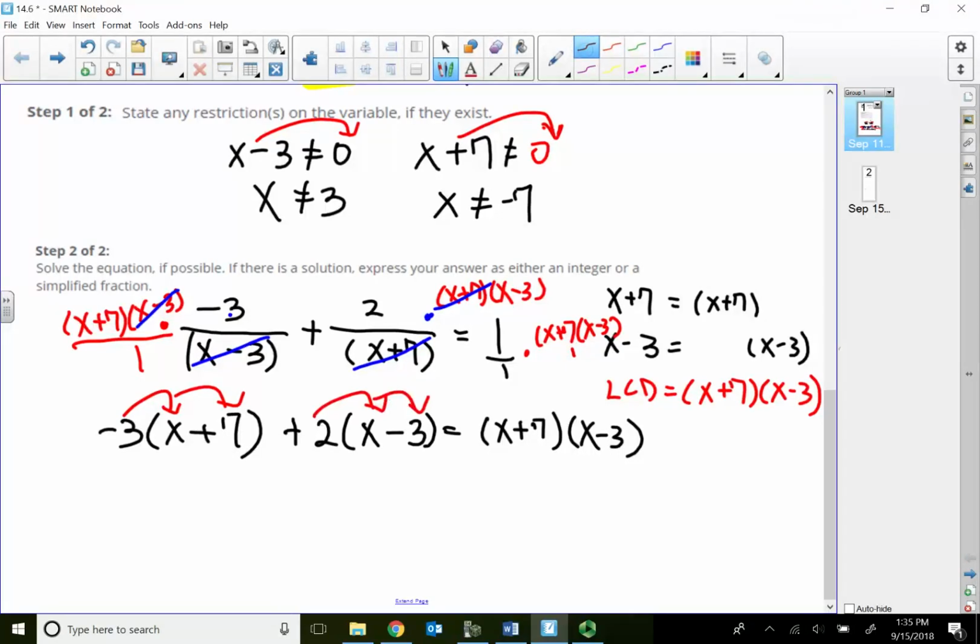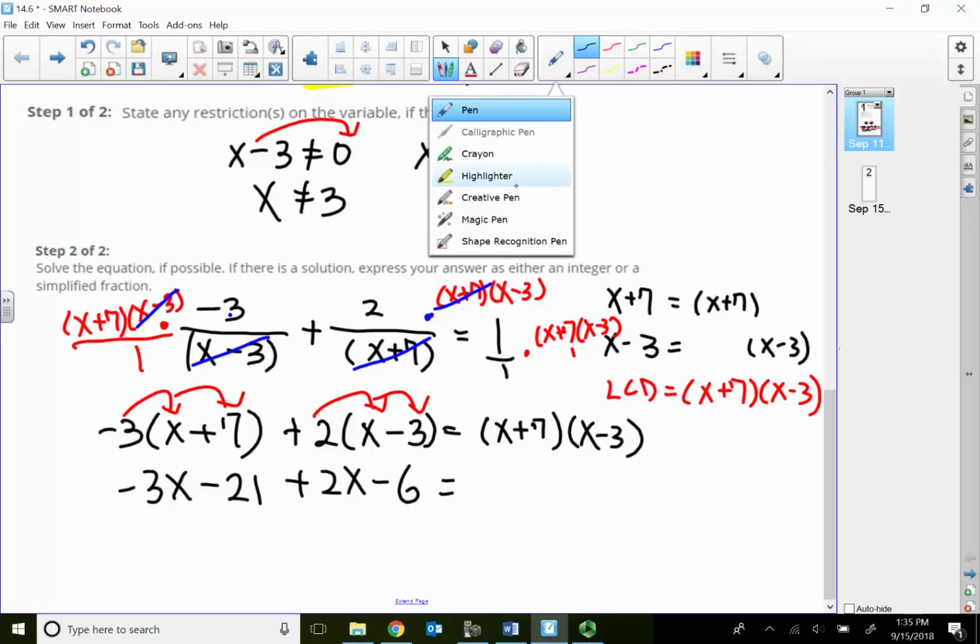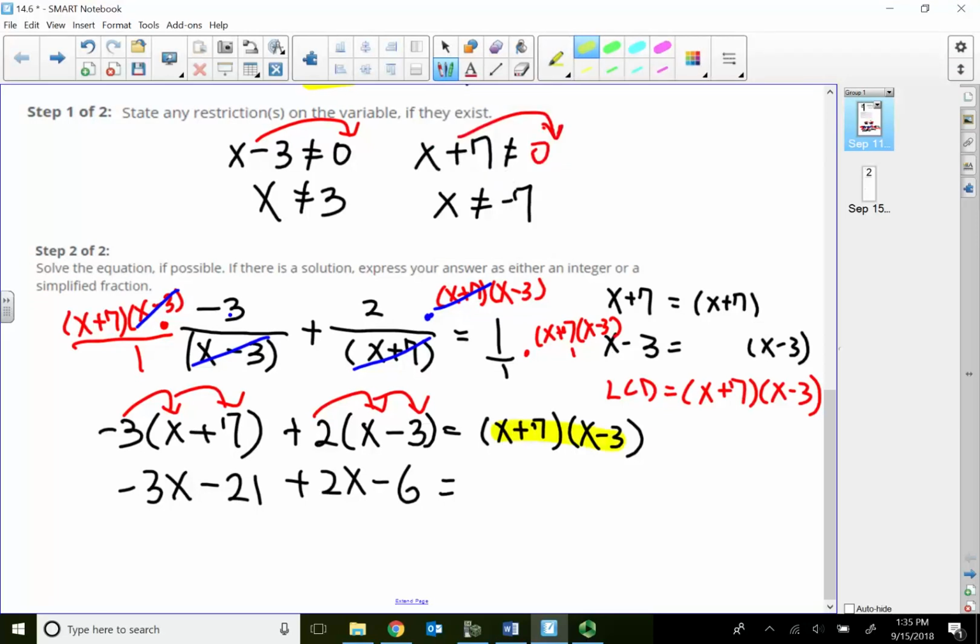So that should give me negative 3x minus 21, positive 2x, negative 6 equals. The right-hand side of the equal sign is only 1 term. So when I see 2 parentheses being multiplied, I think about my FOIL method. X times x, x squared. Positive 7 times negative 3 is negative 21. That's the last thing I do in FOIL.